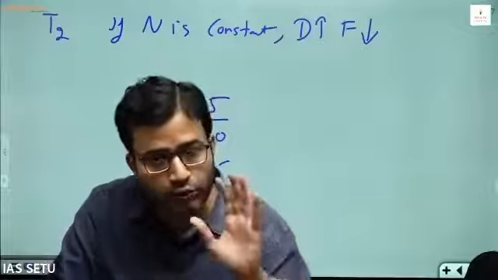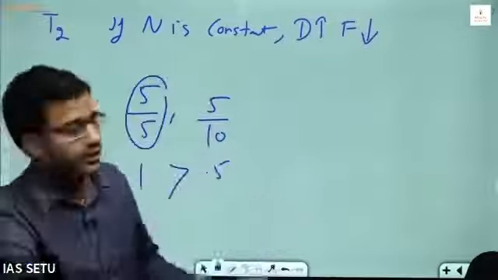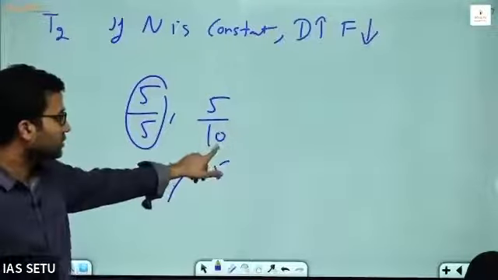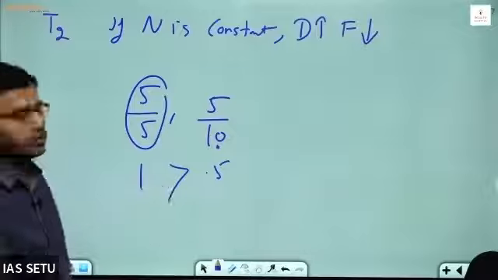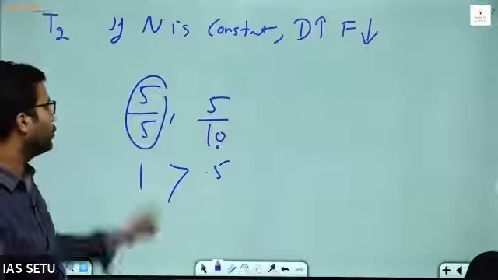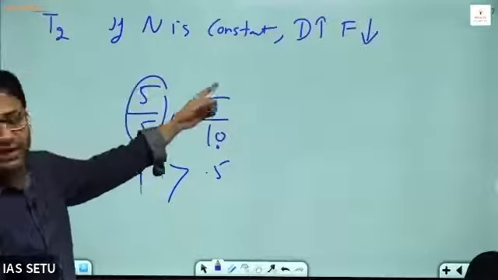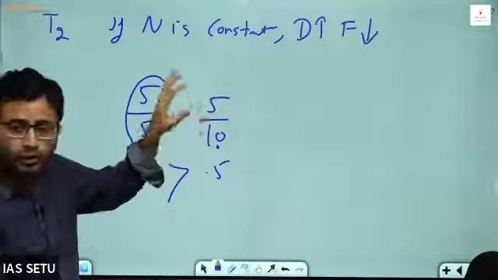Denominator बड़ा होगा तो value छोटी होती है. It is denominator. This is 10, so this is smaller actually. So you write: if numerator is constant, as denominator increase, fraction value decrease.